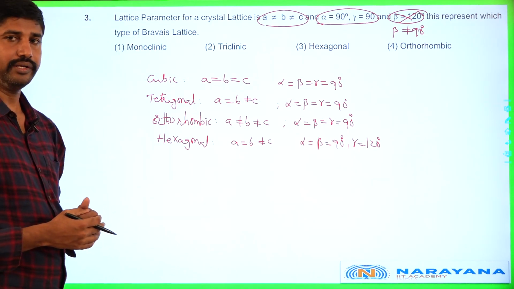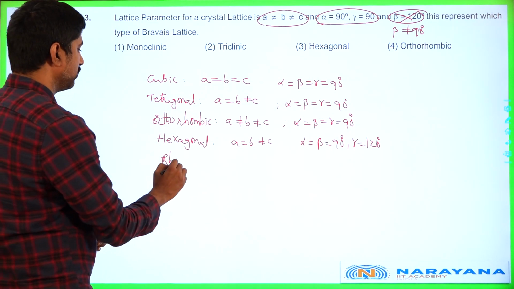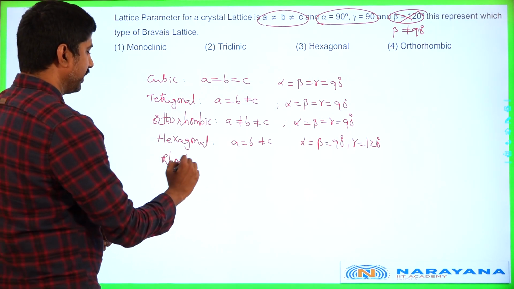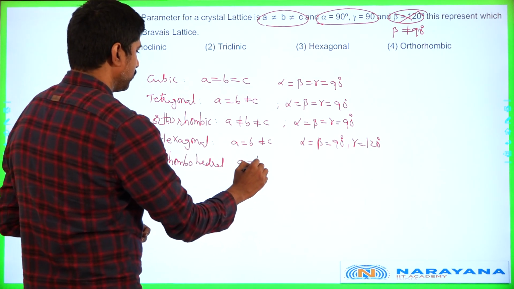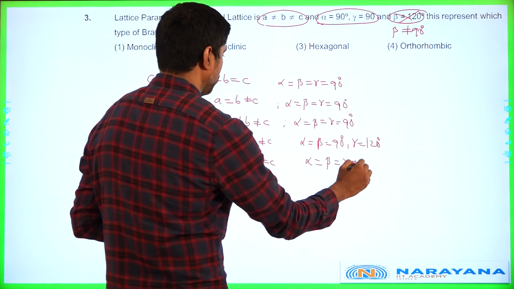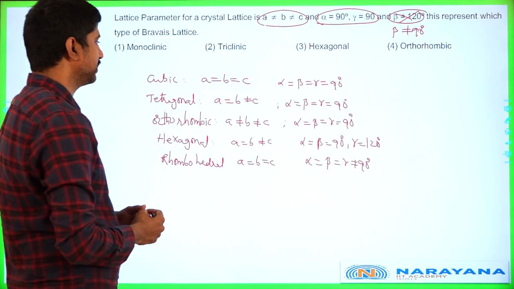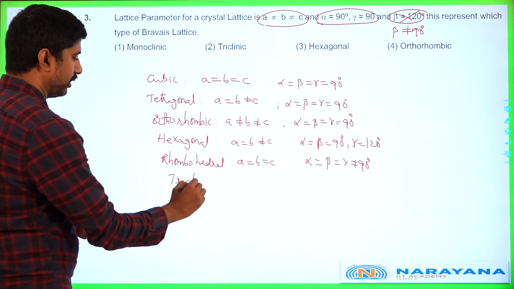Alpha, beta are 90 and gamma is 120. And if you are going for rhombohedral, so A is equal to B is equal to C, and alpha, beta, gamma are not equal to 90, we can say that. And triclinic, all are not equal at all.